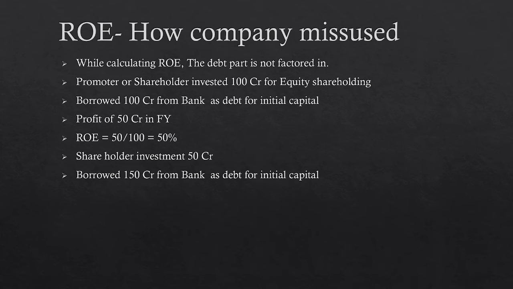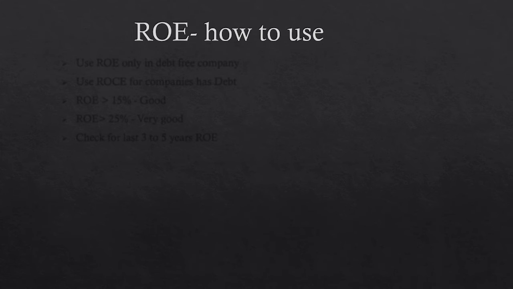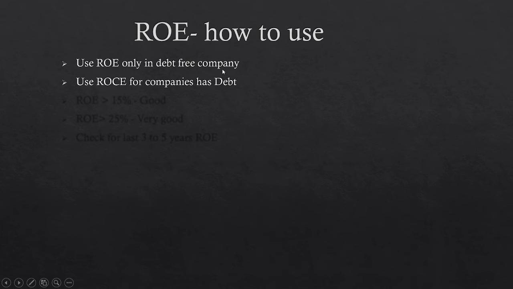Now see how to use ROE more effectively to make any kind of decision. First thing is, ROE should only be considered for companies that are debt free, or companies that have minimum debt on their balance sheet. For companies which have debt, we should consider return on capital employed, that is ROCE, not ROE. ROCE will give a more clear picture for companies that have debt on their balance sheet. ROE greater than 15% is good.